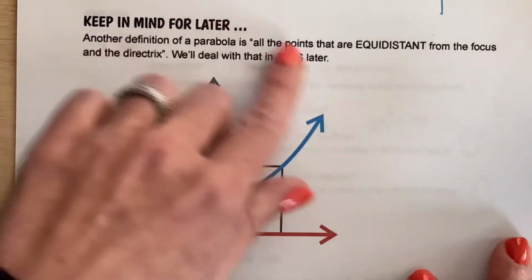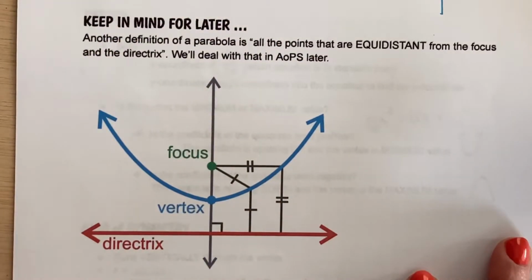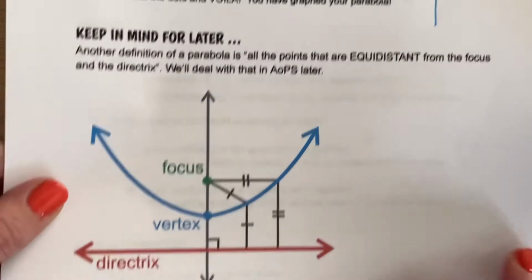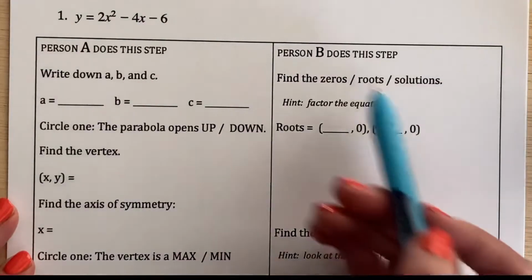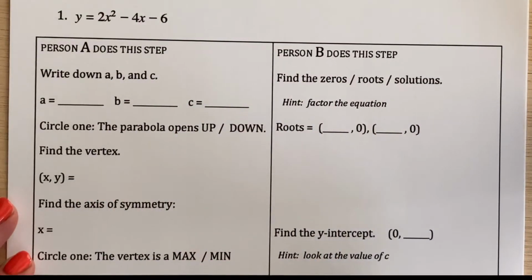It's going to be a curve. And then this we'll talk about later, but keep this picture for later because we'll talk about that later with AOPS. Let's go ahead and do an example where we actually graph a parabola. Let's go over how we are going to graph this parabola.